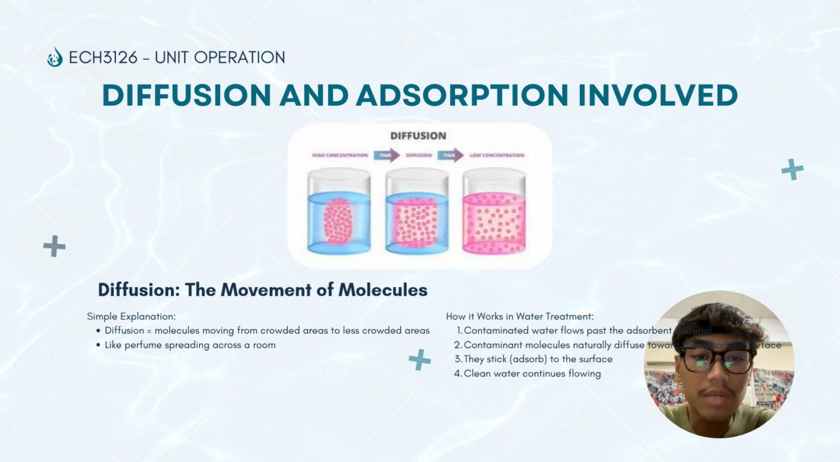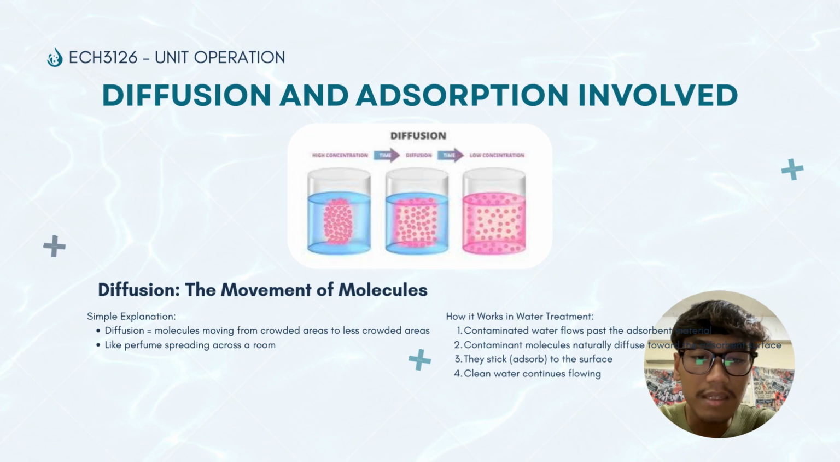Now let's talk about diffusion. This is the movement of molecules from crowded areas to less crowded areas. It happens all by itself. We don't need to push or force anything. Think about opening a perfume bottle. The smell spreads across the room without you doing anything. That's diffusion.